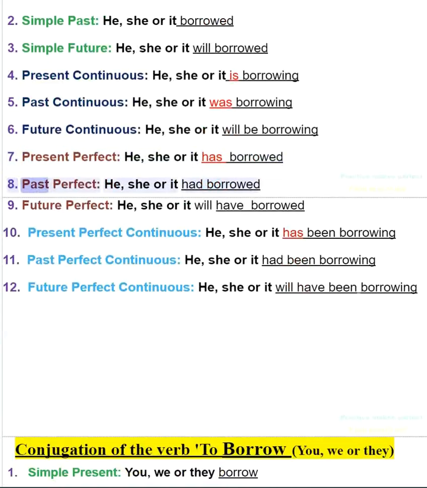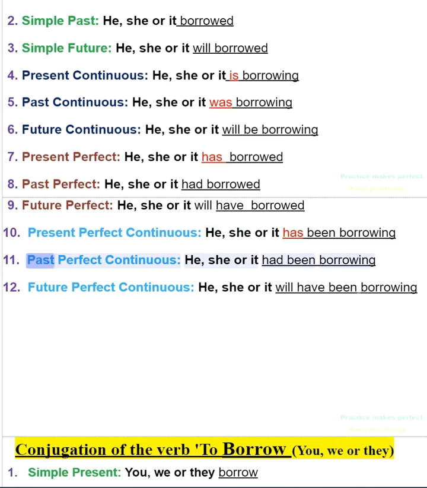8. Past perfect, he, she, or it had borrowed. 9. Future perfect, he, she, or it will have borrowed. 10. Present perfect continuous, he, she, or it has been borrowing.